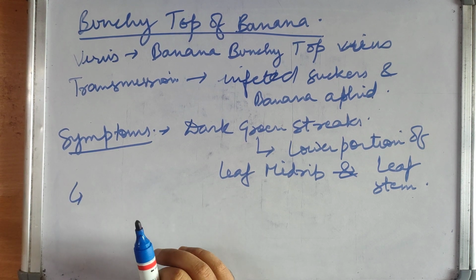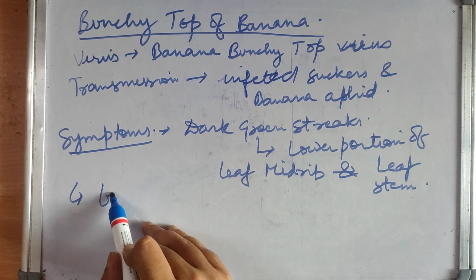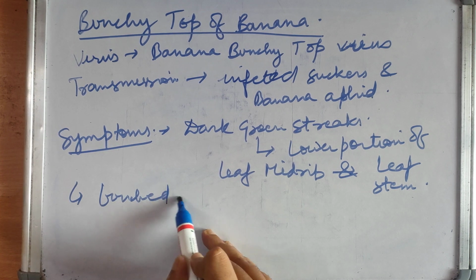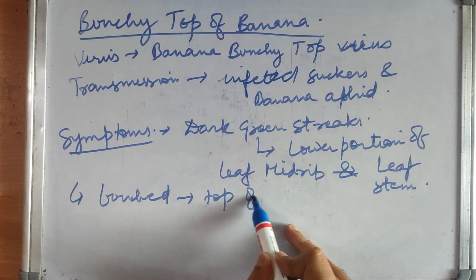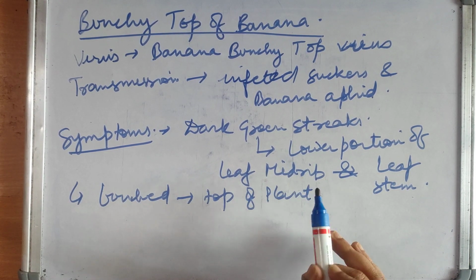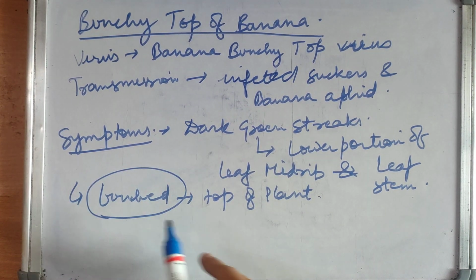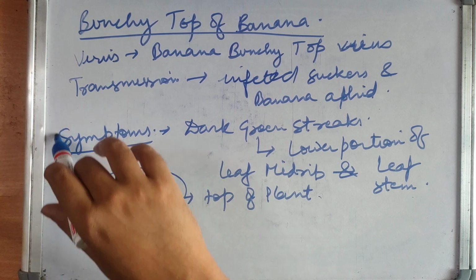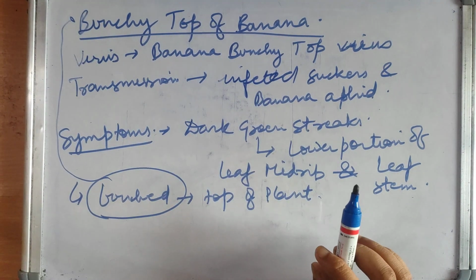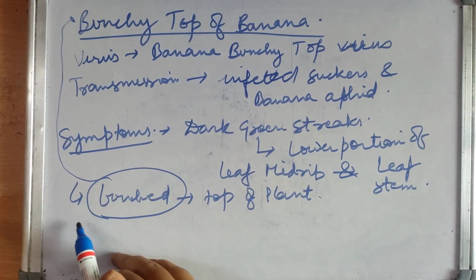What happens? The leaves appear to be bunched at the top of the plant. This is the symptom for which the disease is named: as they appear bunched at the top of the plant, we have named the disease bunchy top of banana.